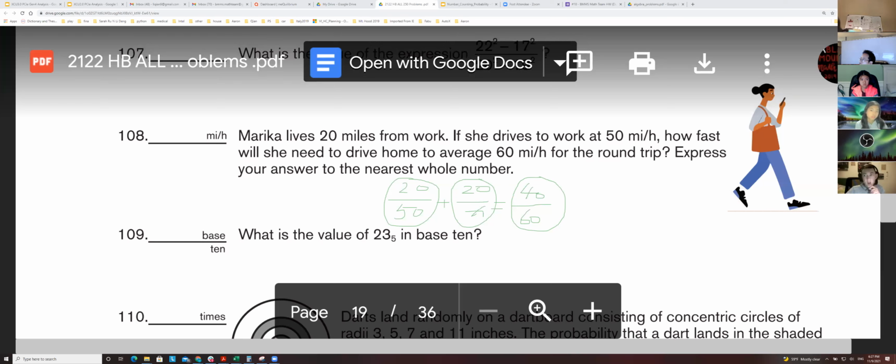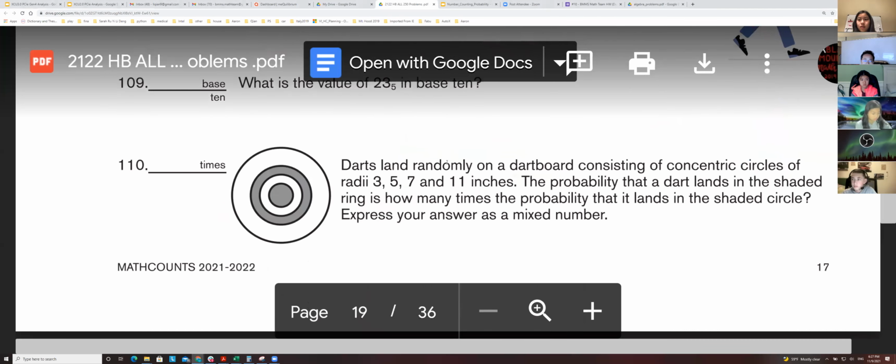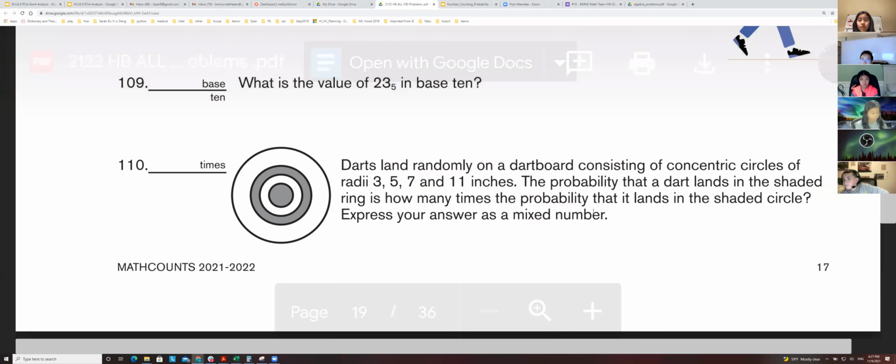Question? Okay, last one is 110. So what do we have here? All right, this is a probability problem. Quickly read it.